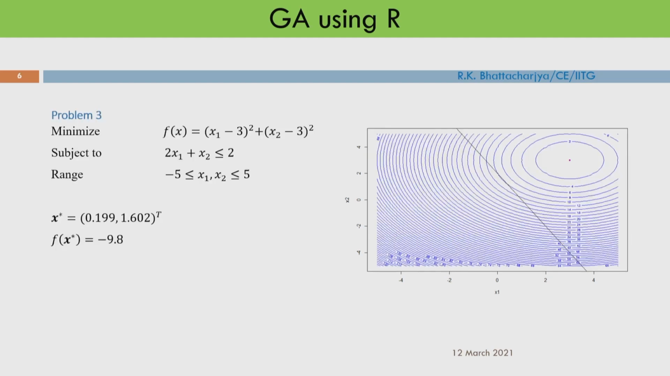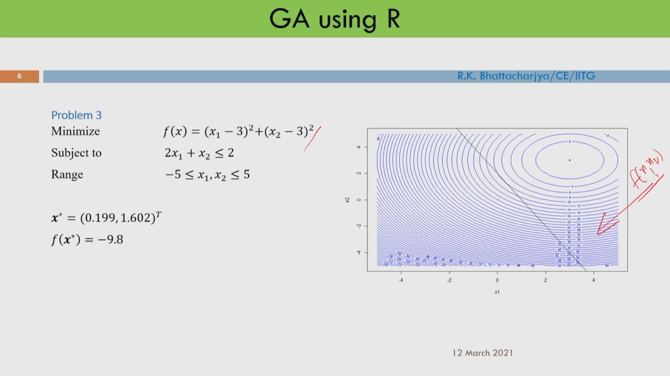The third problem is also a minimization problem, and it is a two variable function. The function is (x1 minus 3) whole square plus (x2 minus 3) whole square, and this is the contour plot of this particular function, in x1 and x2.